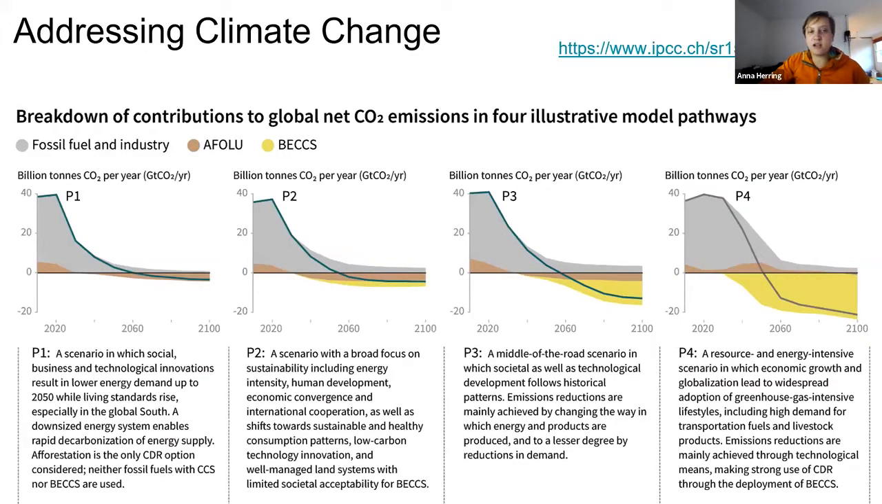Okay, so here I'm showing a figure. This is from the IPCC report that I pointed to earlier. And I really like this figure because it shows the relationship between emissions mitigation and also negative emissions. So here what we have are 4 different scenarios that the IPCC has addressed in this report.